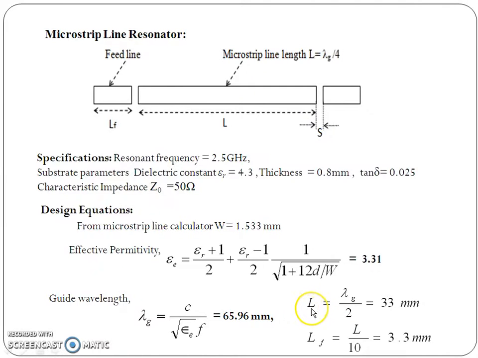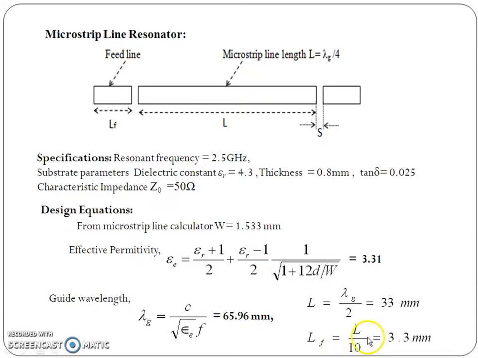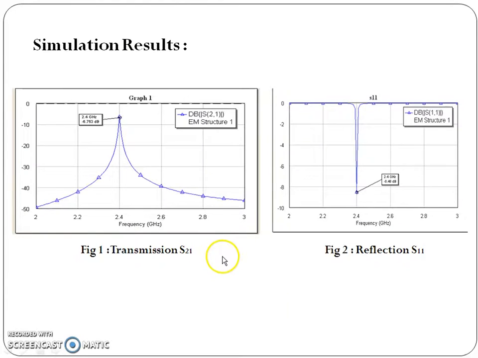So once we know the length of the microstrip line, we can also know the value of the feed line length LF, which is given as L by 10. So this is how we calculate the different values of length and lambda g, and we will draw the structure. After drawing the structure, we expect the simulation results to be as shown here.